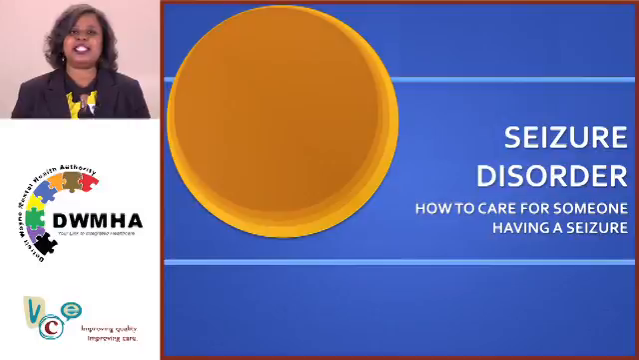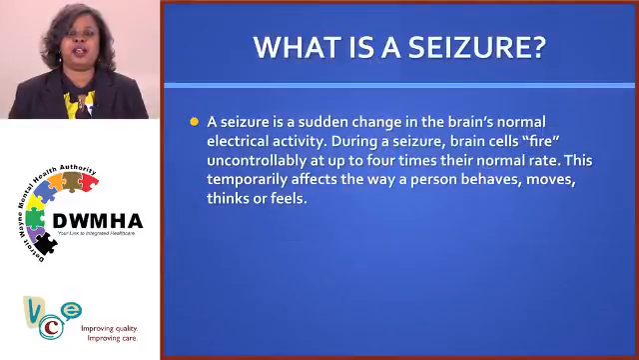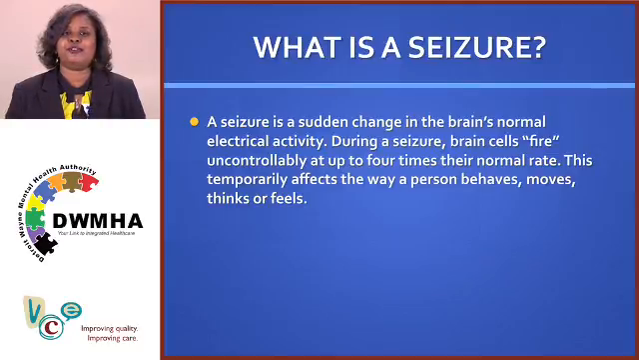I would first like to give a working definition of what is a seizure. A seizure is a sudden change in the brain's normal electrical activity. During a seizure, brain cells fire uncontrollably at up to 4 times their normal rate. This temporarily affects the way a person behaves, moves, thinks, or feels.